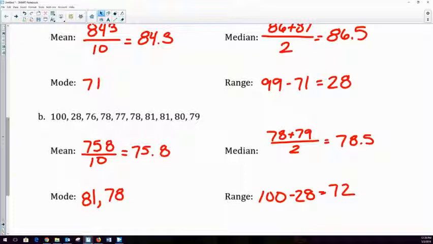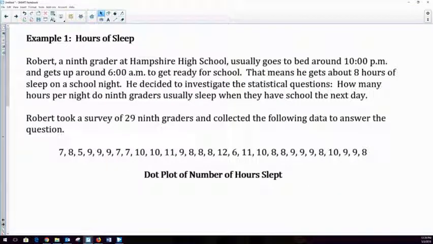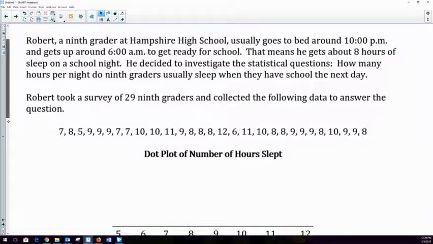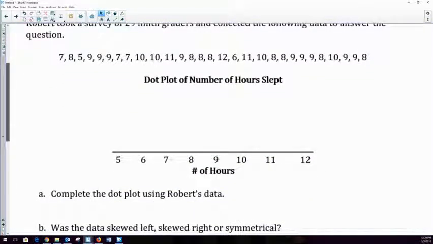Luckily for today, we're not going to have to understand all of those right away. So let's go ahead and get started with example number 1. Example number 1 is referring to the hours of sleep that Robert, a 9th grader at Hampshire High School, usually gets. If we look at all of these different numbers, it's a lot of little numbers to look at. So the easiest way to organize the survey data that Robert got was to create a dot plot.